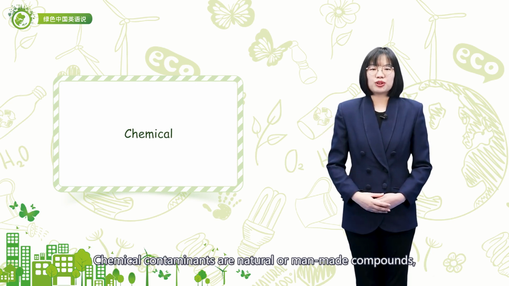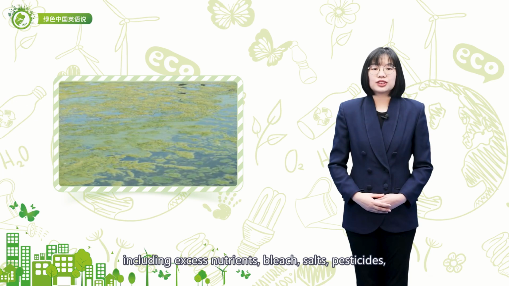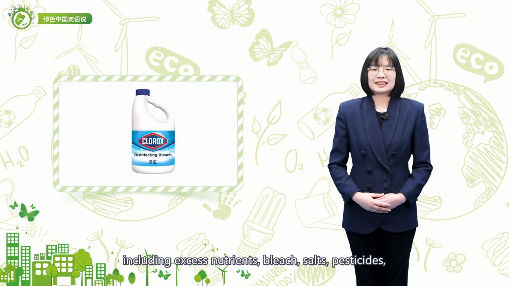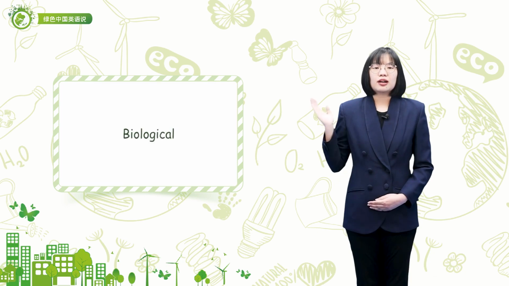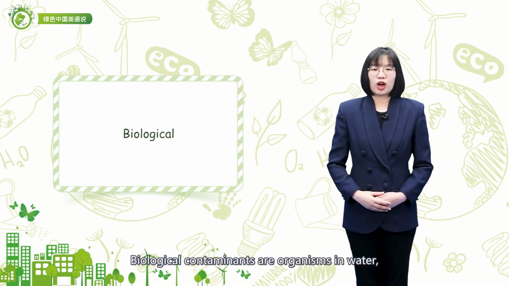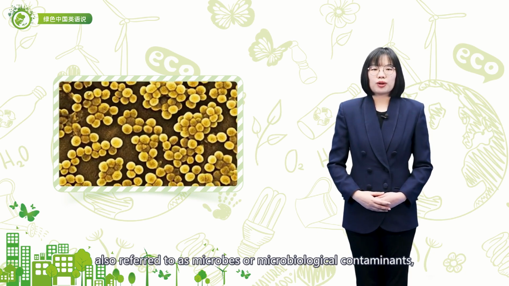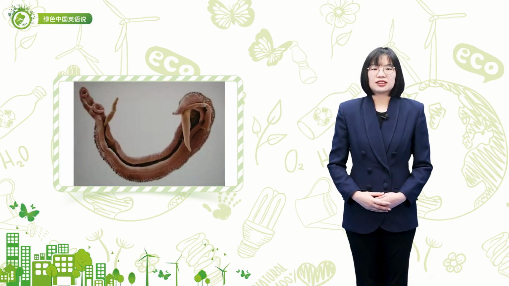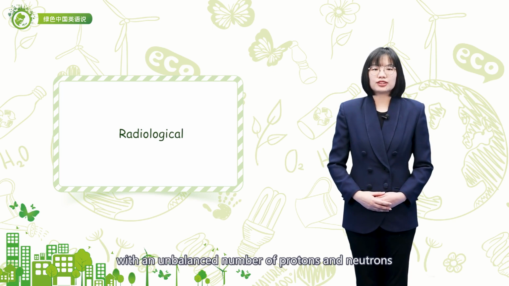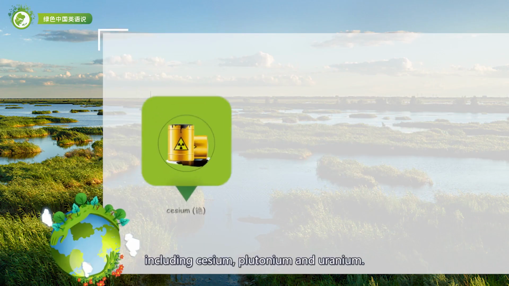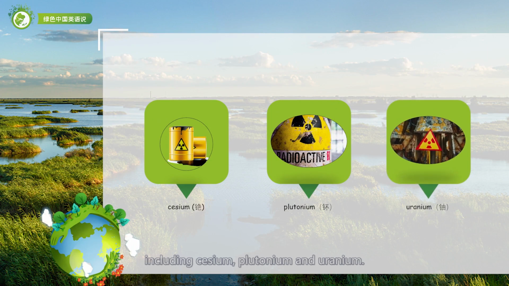Chemical contaminants are natural or man-made compounds, including excess nutrients, bleach, salts, pesticides, metals, drugs, and toxins produced by bacteria. Biological contaminants are organisms in water, also referred to as microbes or microbiological contaminants, such as bacteria, viruses, protozoa, and parasites. Radiological contaminants are chemical elements with an unbalanced number of protons or neutrons, resulting in unstable atoms that can emit radiation, including cesium, plutonium, and uranium.